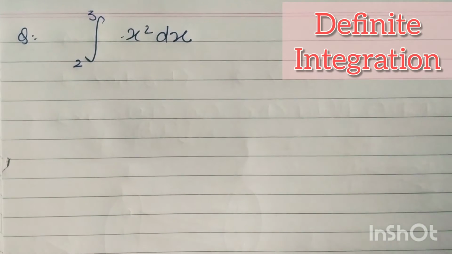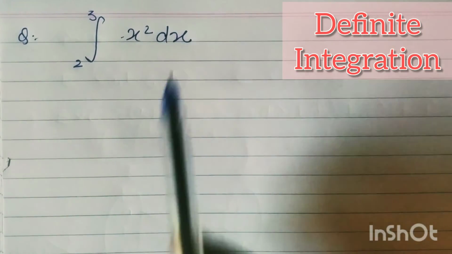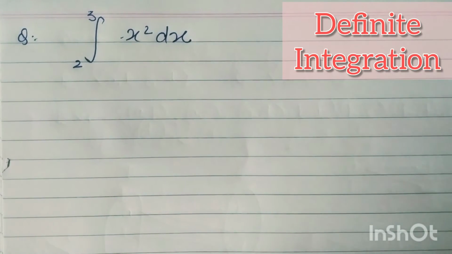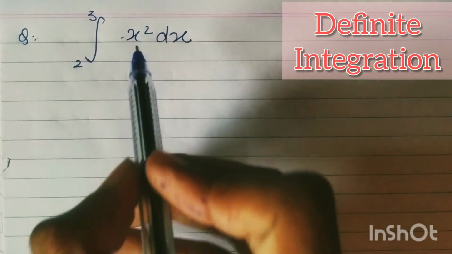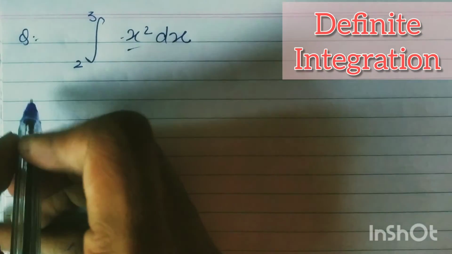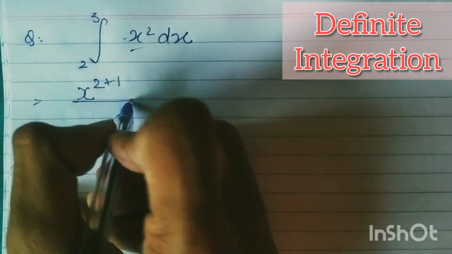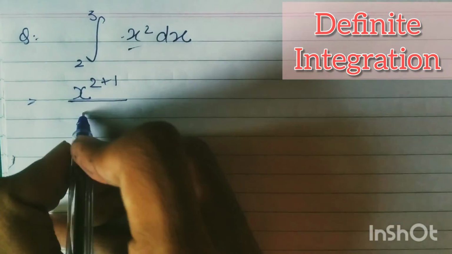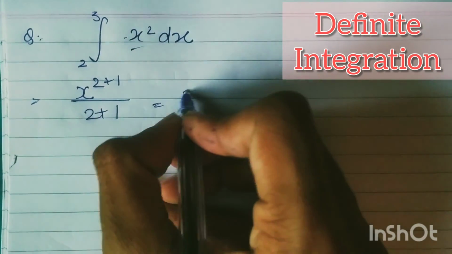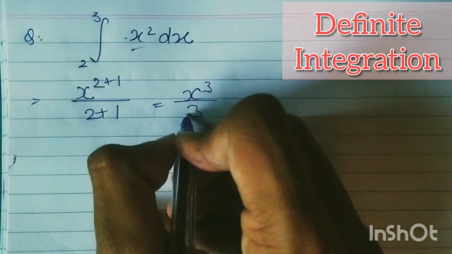Coming to our first question, integration of x square with respect to x, and we are given the limits as 2 and 3. So first, ignoring the limits, we will integrate this function. So this will be x to the power 2 plus 1 upon 2 plus 1, that is x cube upon 3.